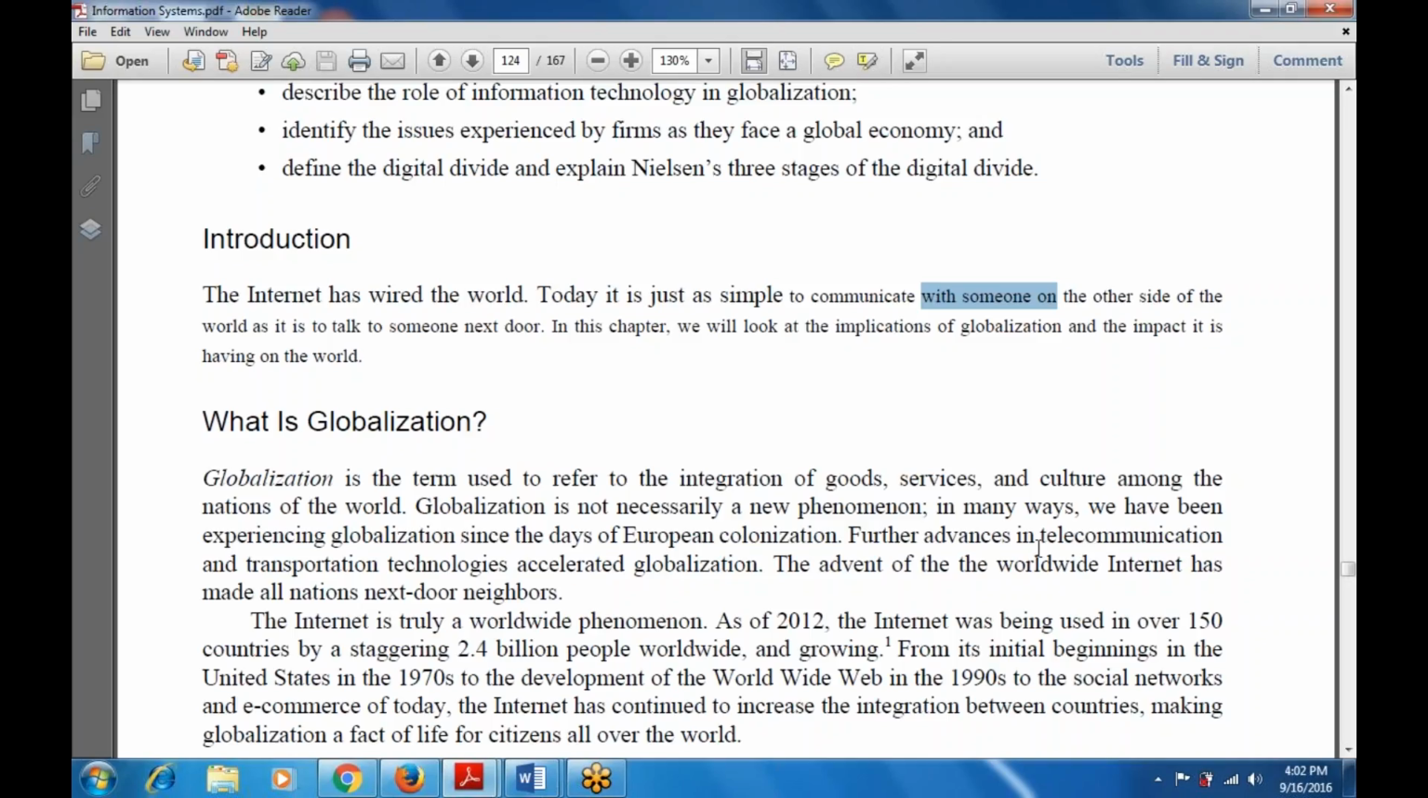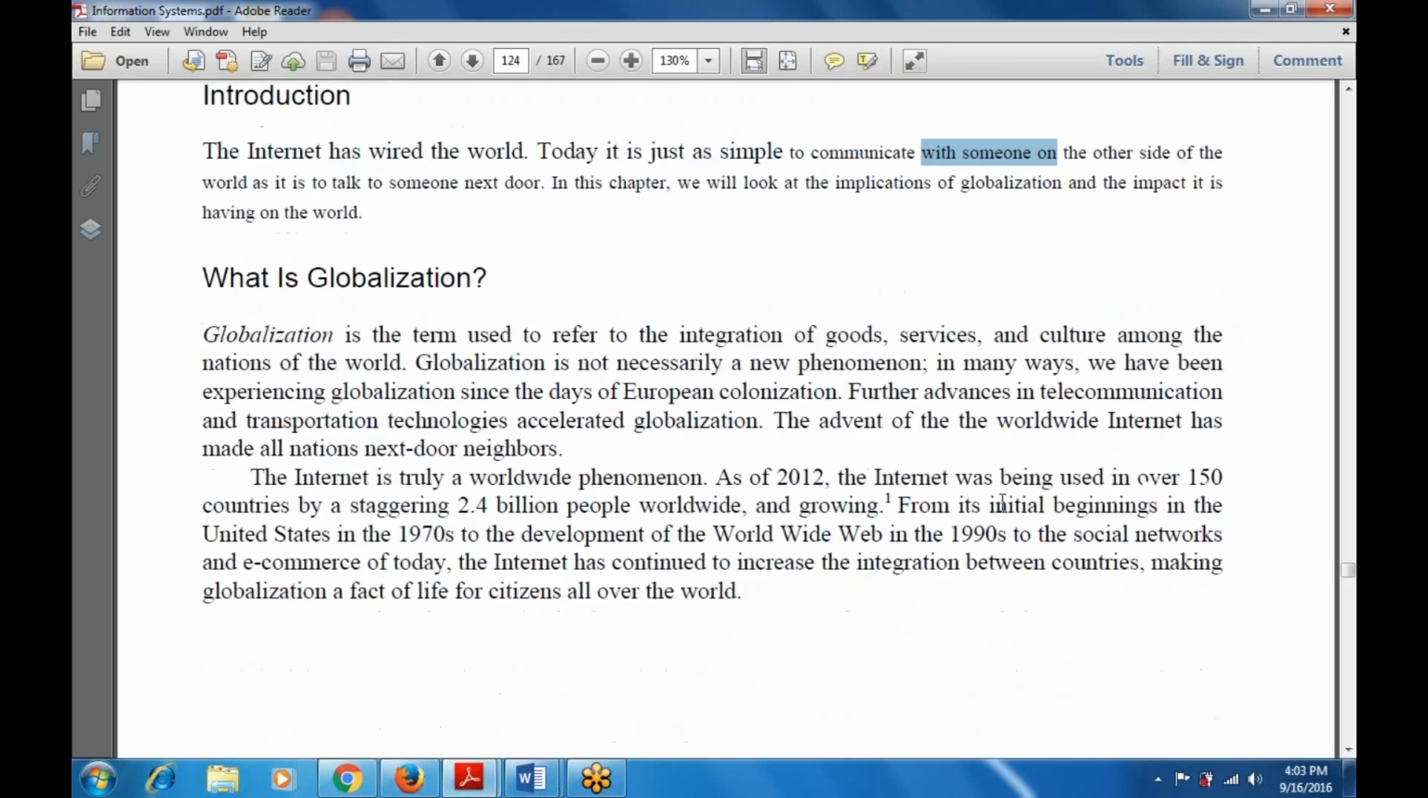Further advances in telecommunication have also accelerated and enhanced globalization. And with the introduction of the WWW, or the internet, all the nations have become next-door neighbors. The internet is truly a worldwide phenomenon. As of 2012, the internet was being used in over 150 countries by a staggering 2.4 billion people worldwide, and it is still growing. From its initial beginning in the United States in the 1970s to the development of the WWW in the 1990s, it is growing.